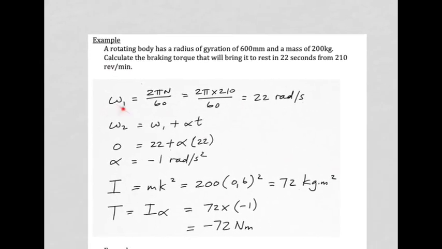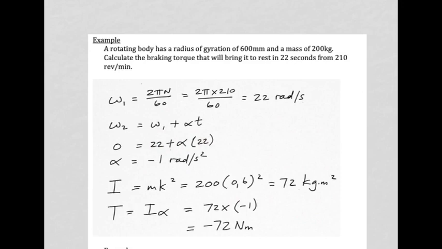So initial angular velocity in radians per second, omega, is 2 pi n over 60, 22 radians per second. Pick the equation of motion that has all the variables that you know and the one you desire. So it is omega 2 is omega 1 plus alpha t. Final velocity is 0. Remember, it came to rest, so that's omega 2. Initial angular velocity is 22 radians per second. And we are solving for alpha, the time being 22 seconds.